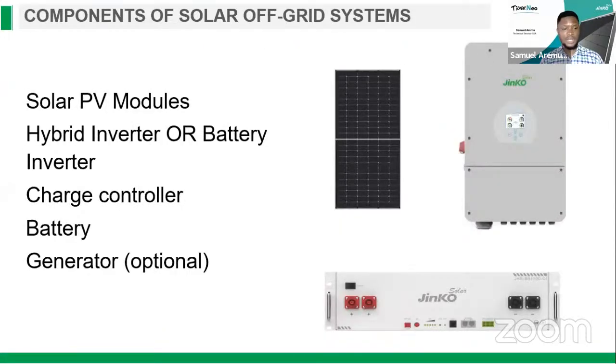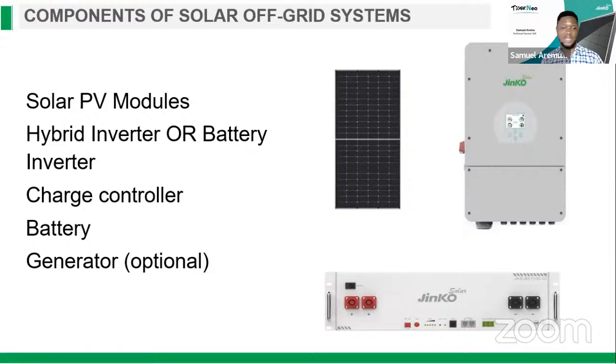So what are the components of an off-grid system? One, which is the main source of power, is the solar PV modules. Modules produce energy from the sun. They harvest sun energy and convert it into electricity for our consumption. And two, we have the hybrid inverter or battery inverter. For an off-grid system, we have this type of inverter.